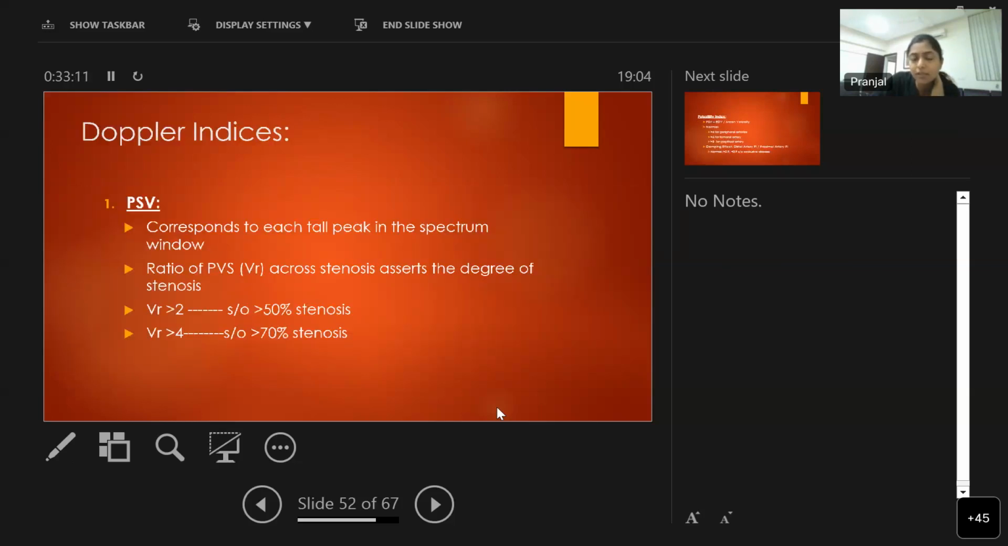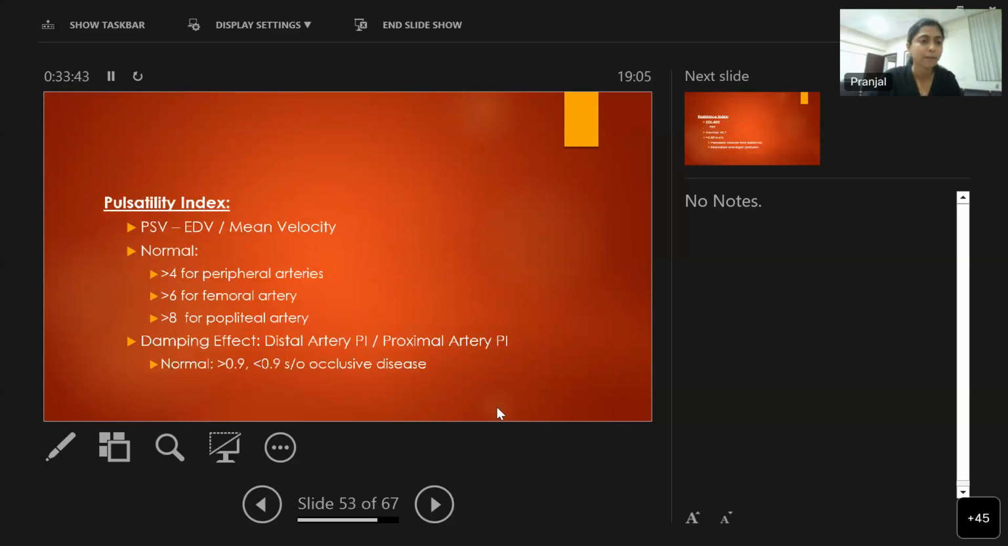Doppler indices are PSV, which is the peak systolic velocity. It corresponds to each tall peak in the spectrum window. The ratio of PSV, that is velocity ratio across stenosis, asserts the degree of the stenosis. Velocity ratio means the peak systolic velocity at the stenosis and distal to the stenosis. When the velocity ratio is more than 2, it suggests more than 50% stenosis, and more than 4 suggests more than 70% stenosis.